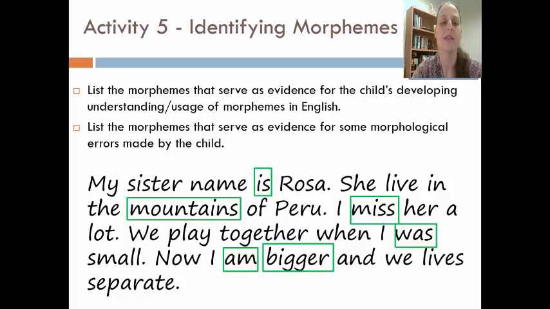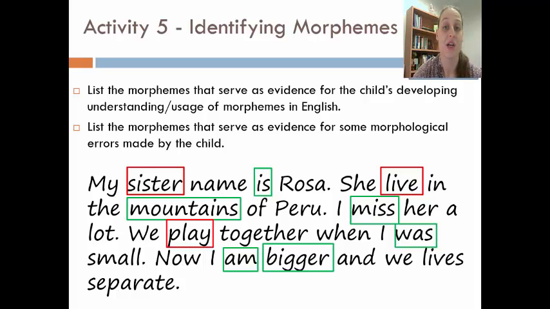Okay, let's talk about now some of the morphemes that serve as evidence for some of the errors that the child made. The first one is sister. So here we see that the child has neglected to add the apostrophe s, the inflectional suffix, to modify the word by case. We also see that she has neglected to add the inflectional suffix to modify the word by person, right? Because she is supposed to be lives, not live. And so this is person because that s on the end of lives indicates he, she, or it, right? Third person singular.